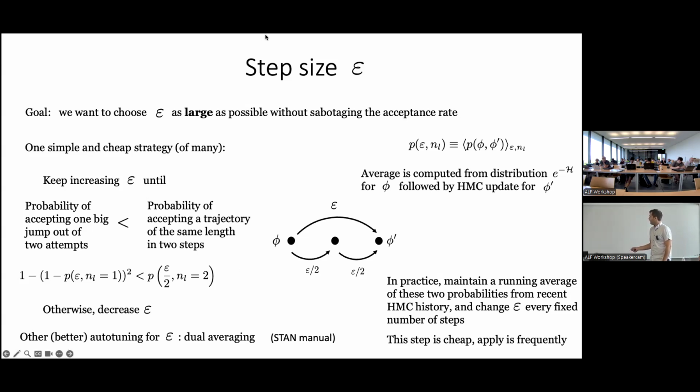Okay, and so this acceptance probability of these little jumps we just keep track of over a few iterations to have some estimate of it. We maintain a running average of these two probabilities over some recent history, and then we change epsilon every few steps, like I was telling Johannes. This step is very cheap, so we do it frequently. We're constantly changing the step size in our update scheme.